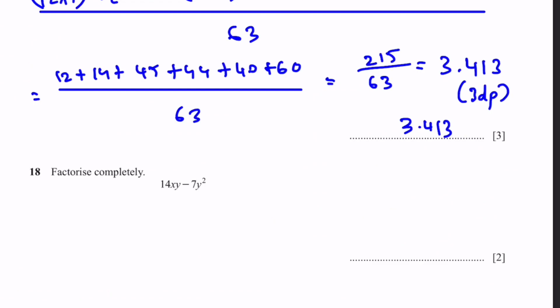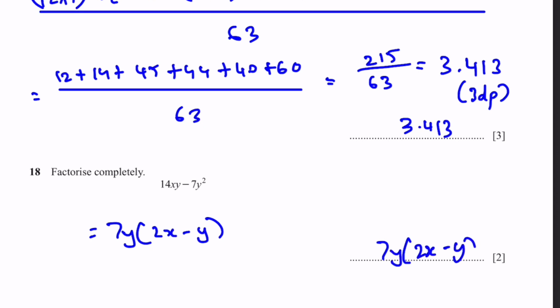Question 18. Factorize completely 14xy minus 7y squared. Now, what are the common factors? There's 7 and there's a y. So we can take out 7y, making it 2x minus y. That's the answer.